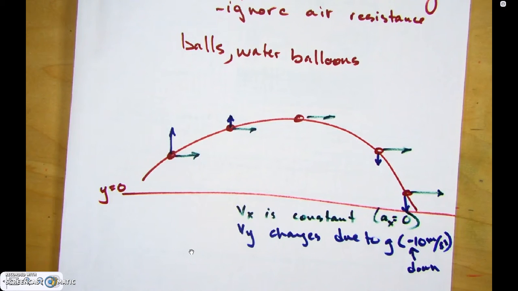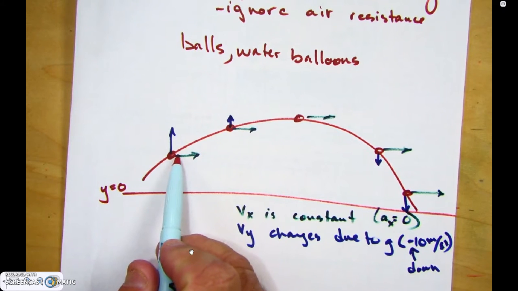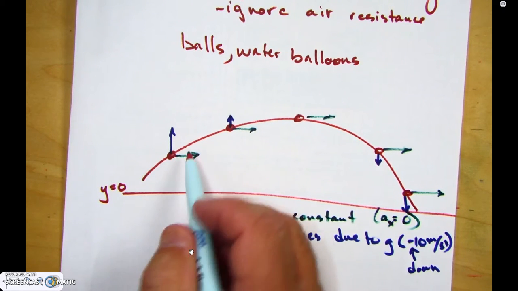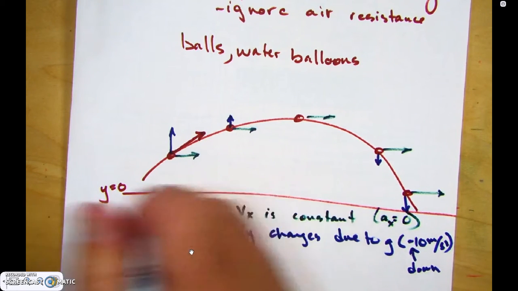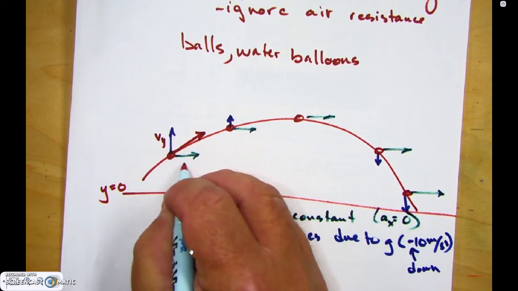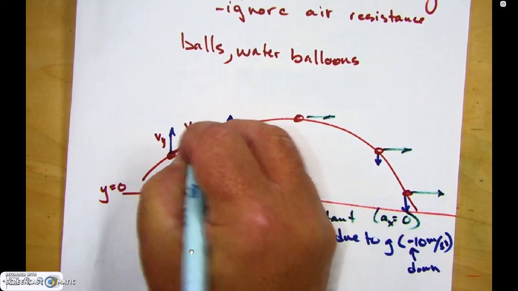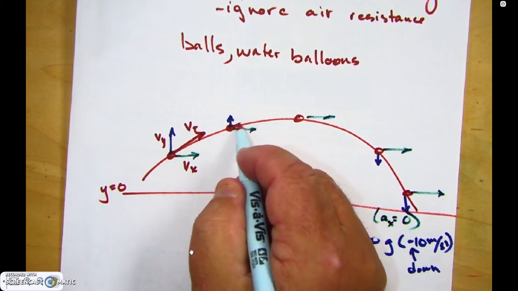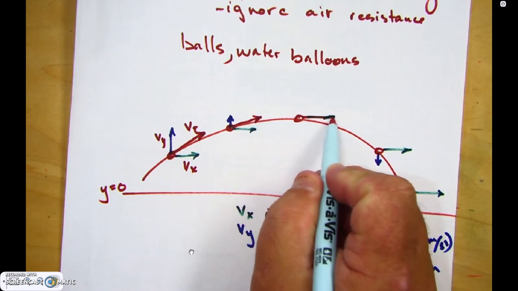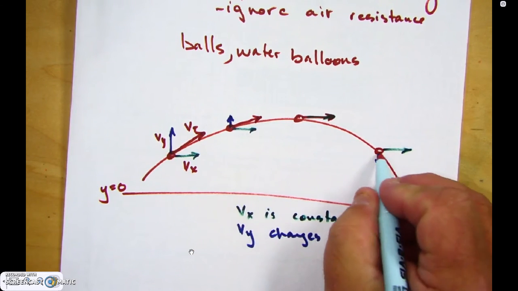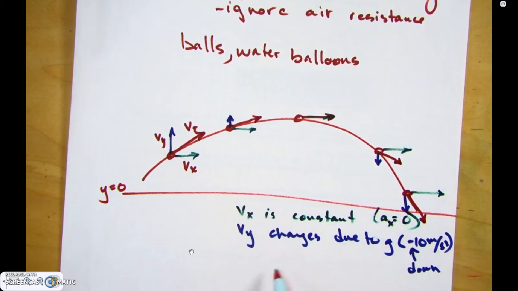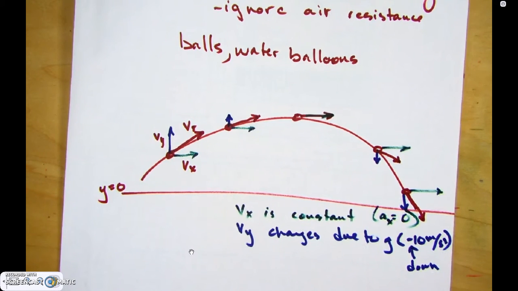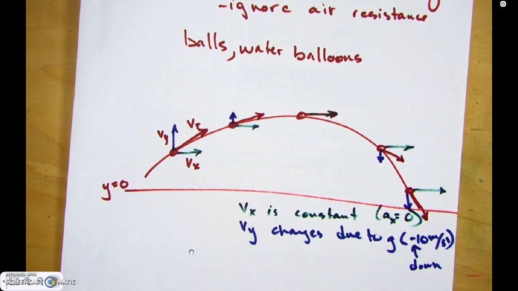Now, if I was to look at the sum of those vectors, the sum of those vectors is actually going to be tangent to the path right here. If I was to add those two vectors up, what actually happens is that's my total v. So this becomes Vy, this becomes Vx, and this is v total. Here, v total is the same as that. Here, v total is this way, and there, v total is that way. It should be tangent to the path at that particular instant.